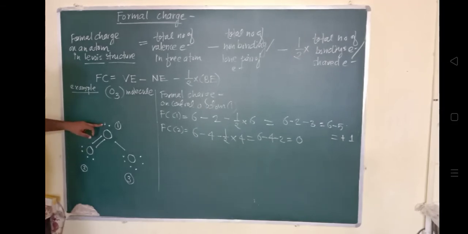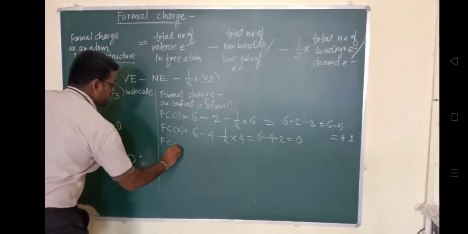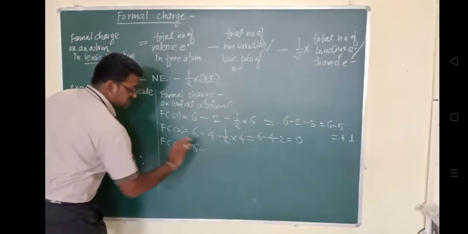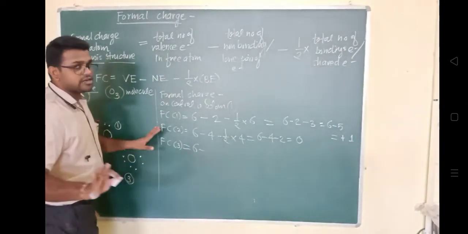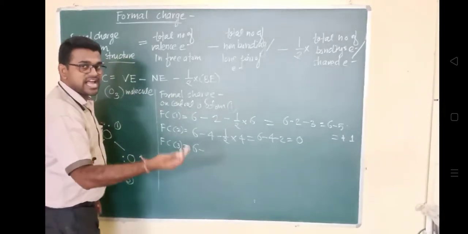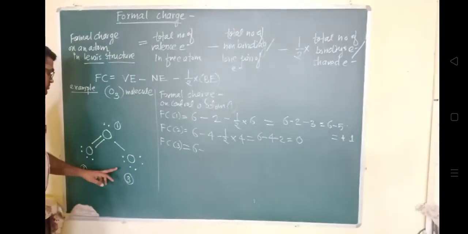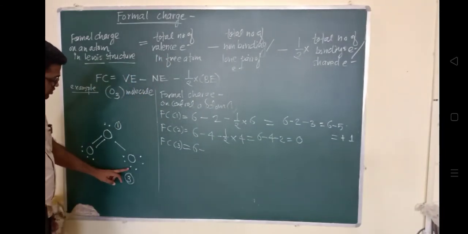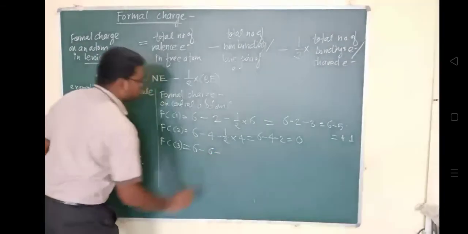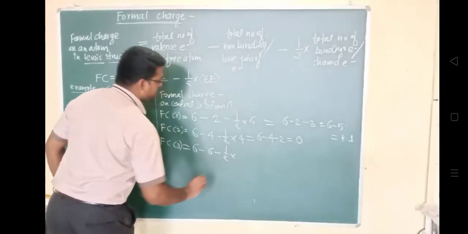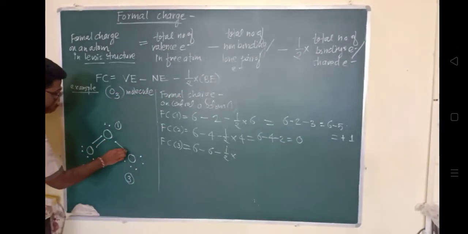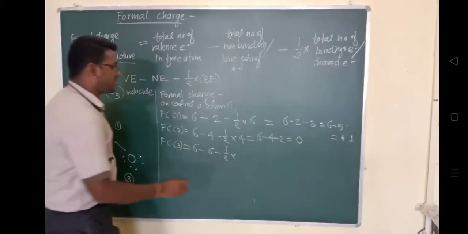The formal charge on the first oxygen atom is plus 1, and next is the formal charge on the third oxygen atom. So the total free electrons for oxygen is 6. Okay, free electrons, that is, valence electrons, are 6. Then how many non-bonding electrons are there here? 1 2 3 4 5 6. Okay, 6 non-bonding, then multiplied by 1 by 2 multiplied by the total number of bonding electrons. See, here 1 and 2, these two electrons are present which are bonding.